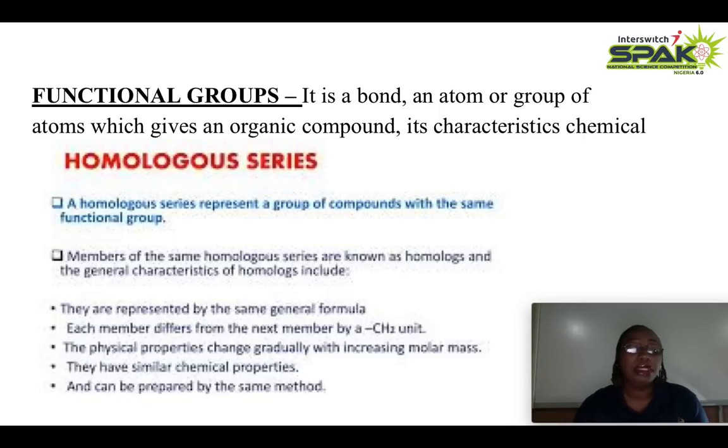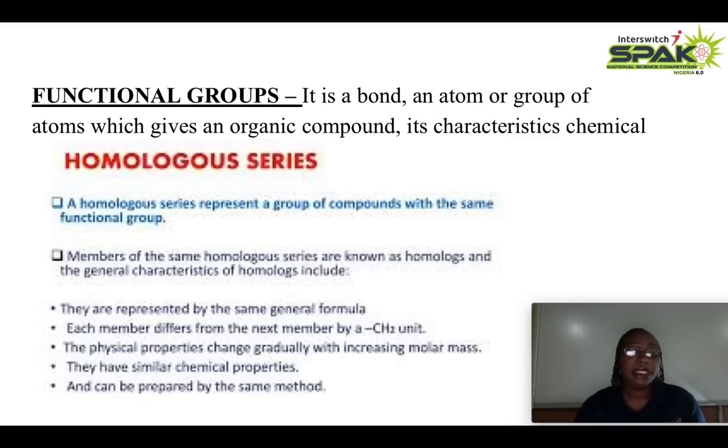We have homologous series. This represents a group of compounds with the same functional group. We have alkanes, alkenes, alkynes, alkanoic acids, alkanols. They all have families, and these families have some properties that they follow. One, each family has the same general molecular formula. So alkanes have CnH2n+2, alkenes CnH2n, and so on and so forth. Then each member of a particular family differs by CH2, or a relative molecular mass of 14.